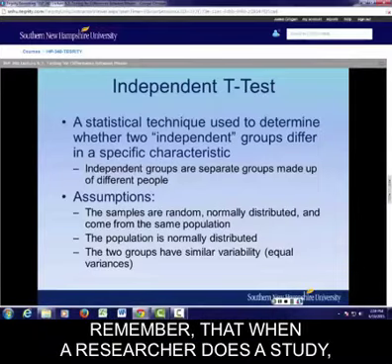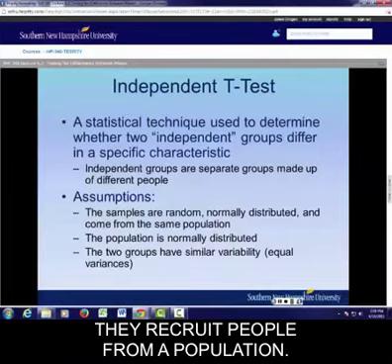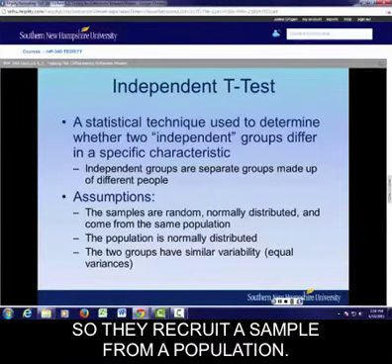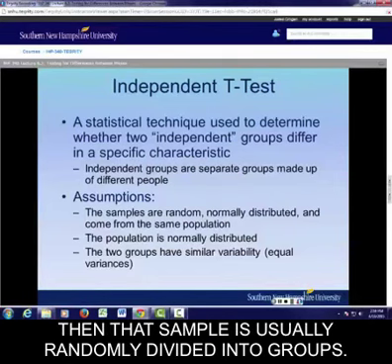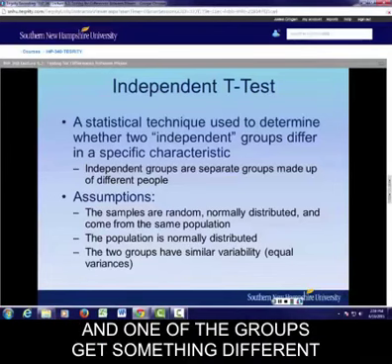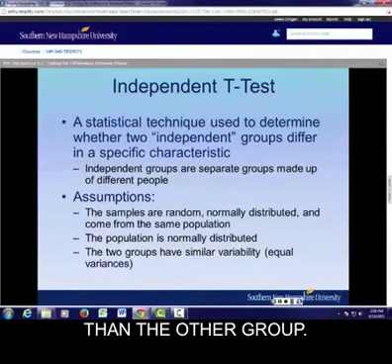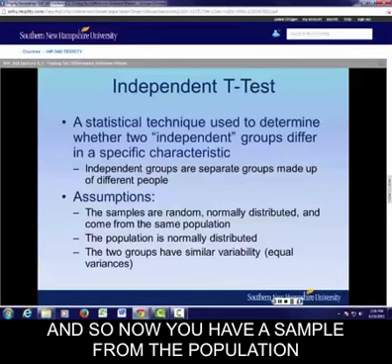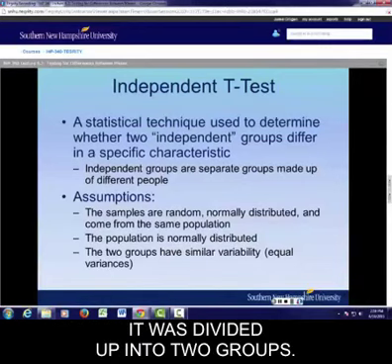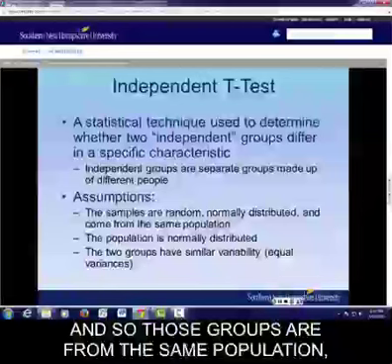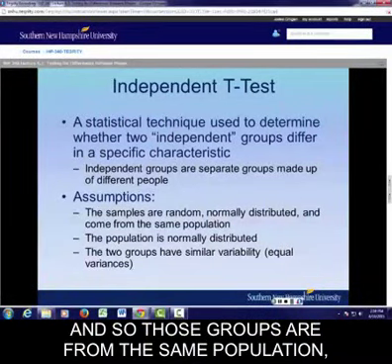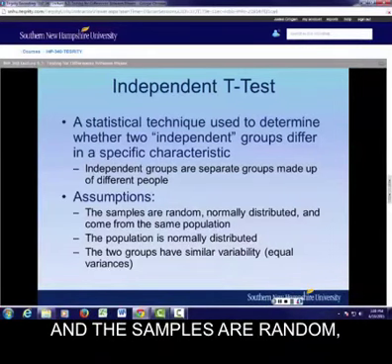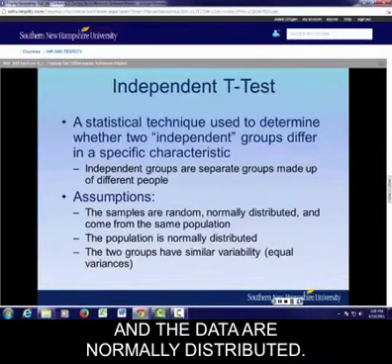Remember that when a researcher does a study, they recruit people from a population. So they recruit a sample from a population. Then that sample is usually randomly divided into groups, and one of the groups gets something different than the other group. And so now you have a sample from the population that was divided up into two groups. And so those groups are from the same population, and the samples are random, and the data are normally distributed.